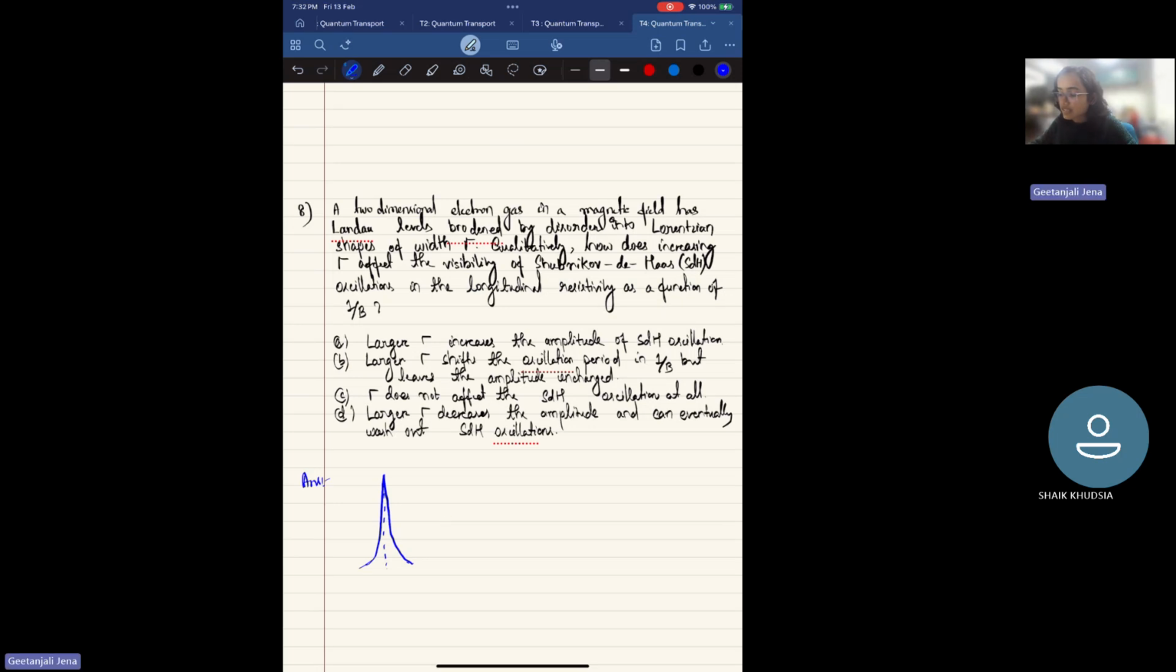Option A, larger gamma increases the amplitude of SdH oscillations. Option B, larger gamma shifts the oscillation period in 1 by B but leaves the amplitude unchanged. Option C, gamma does not affect SdH oscillations at all. Or option D, larger gamma decreases the amplitude and can eventually wash out the SdH oscillations.